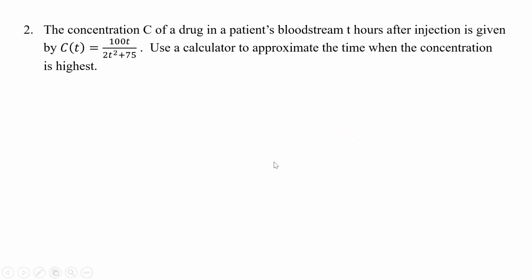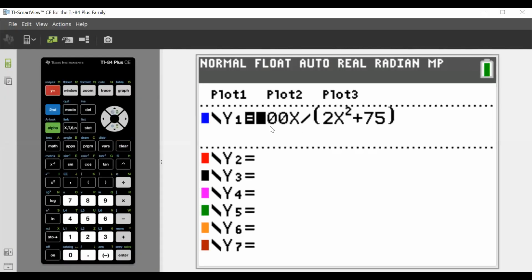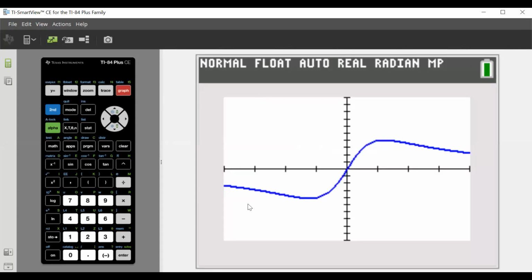All right, so this one says the concentration C of a drug in a patient's bloodstream T hours after injection is given by this function. Now use the calculator to approximate the time when the concentration is highest. Well, that's going to be our max, right? So let's go over to our calculator, and what we're going to do is plot that function, 100x divided by 2x squared plus 75. And that's what it looks like.